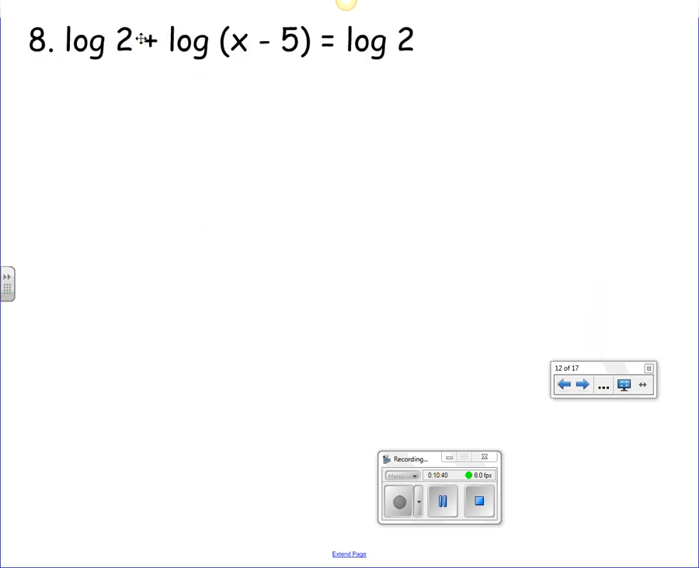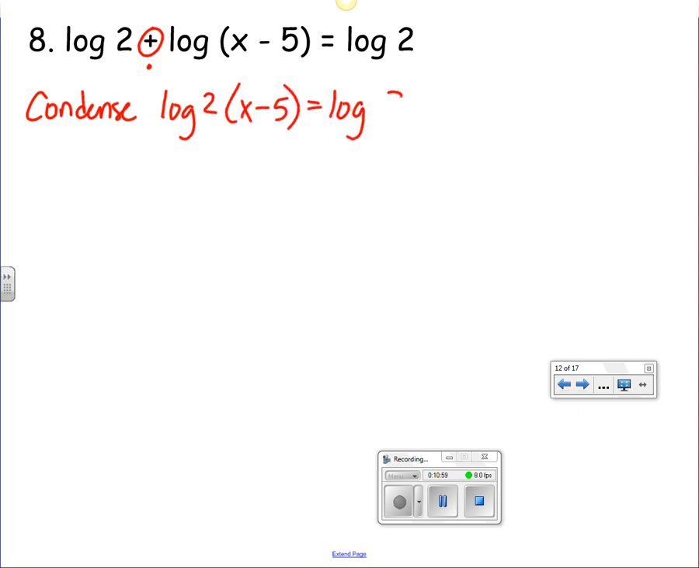All right, let's do a couple more. All right, log 2 plus log x minus 5 equals log 2. So step 1 is to condense. So plus turns into multiply. So it's going to be log 2 times x minus 5 equals log 2.